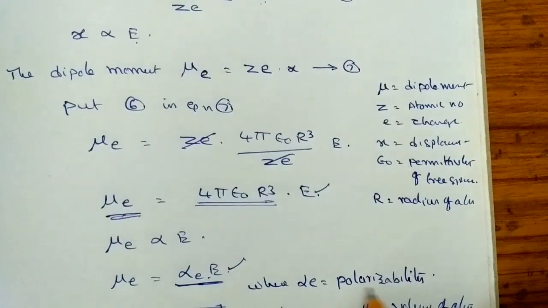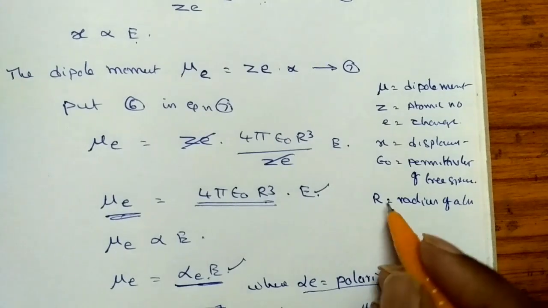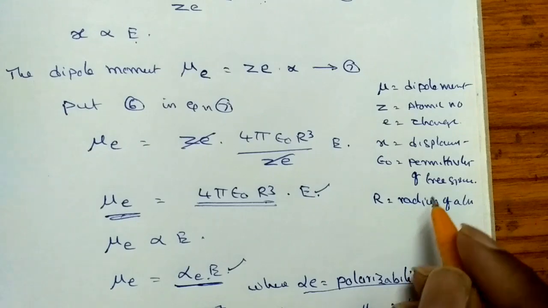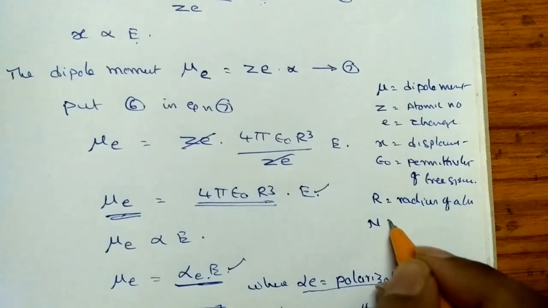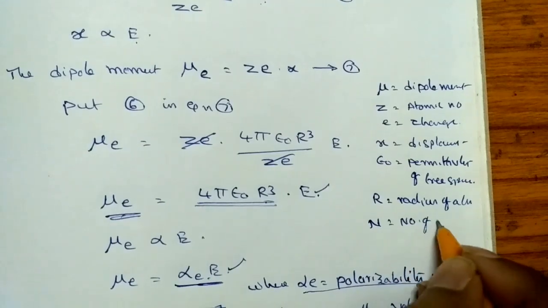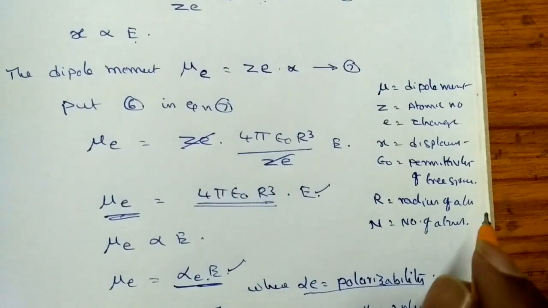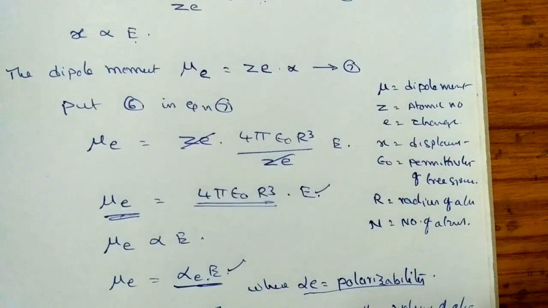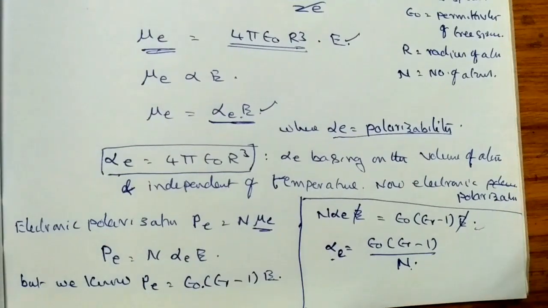Alpha e, I already told, is polarizability. Pi value we know is 3.14. Then capital N is equal to the number of atoms in bulk. So these are the important terms, which are very, very important for first BTech engineering physics. Of course, for BSc students also.